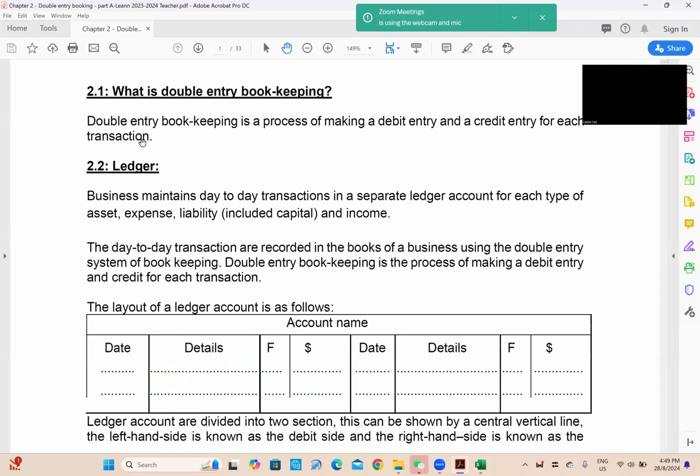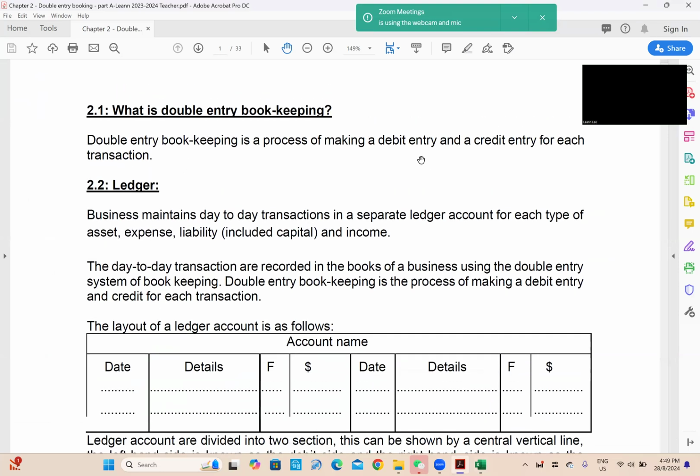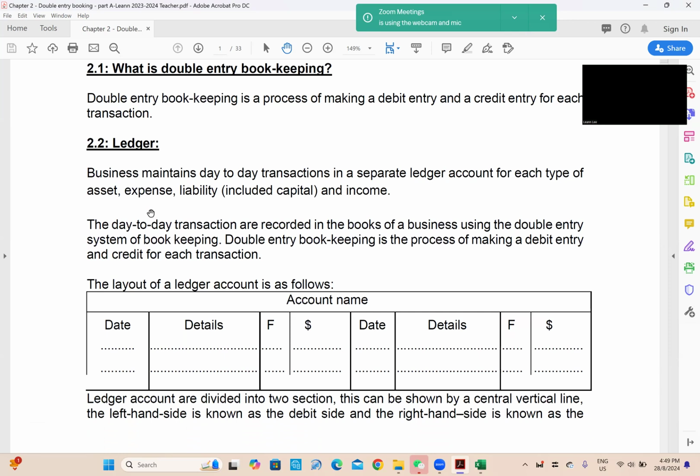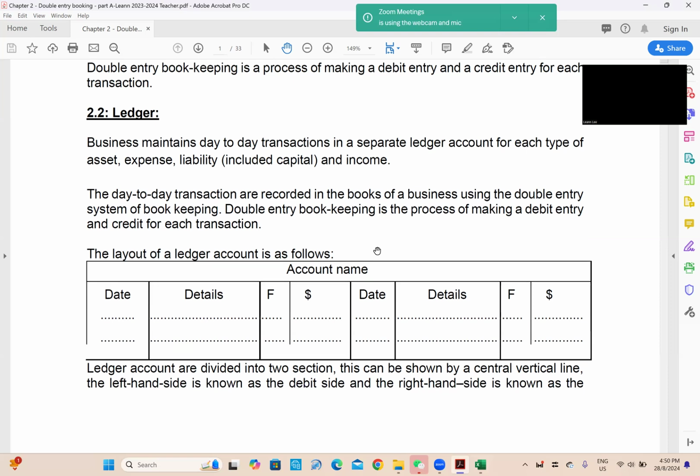Basically, double entry is a bookkeeping process to make a debit entry and a credit entry for each transaction for the 5 groups of accounts. The ledger is to maintain the day-to-day transactions in a separate ledger account, for each type of asset, expenses, liability, which includes capital, and income, which is the 1, 2, 3, 4, 5 groups of accounts. So the day-to-day transactions are actually recorded in the books of the business by using the double entry system. All right, so how does this system go?